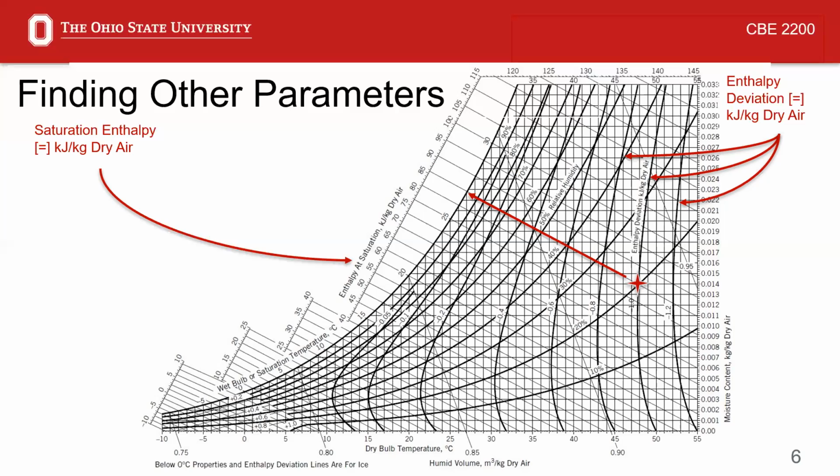So all we do to find the enthalpy at that point is we take the enthalpy at saturation, 85.4, and we add or subtract the deviation. In this case, we subtract 1.0. So the enthalpy at that point is going to be 84.4 kilojoules per kilogram dry air.